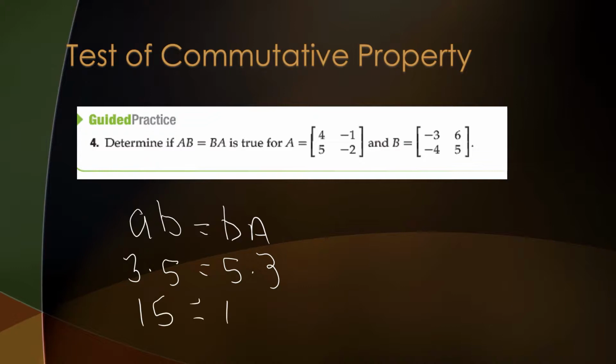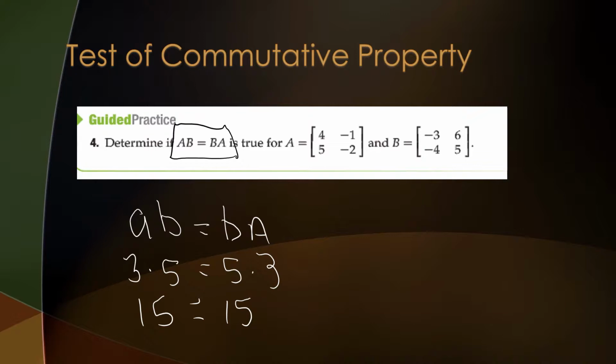But now we're multiplying matrices. And so we've got two matrices here. We got an A and a B. And we're being asked to determine, does A times B equal B times A?